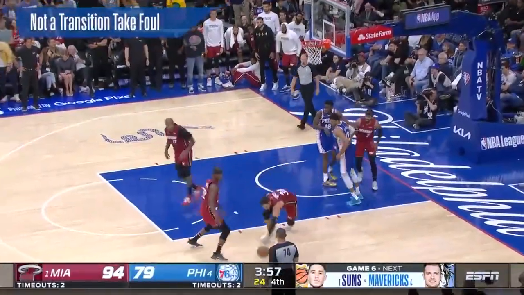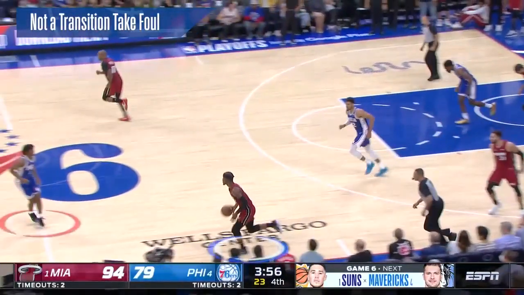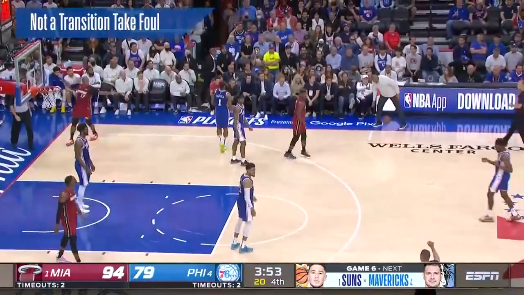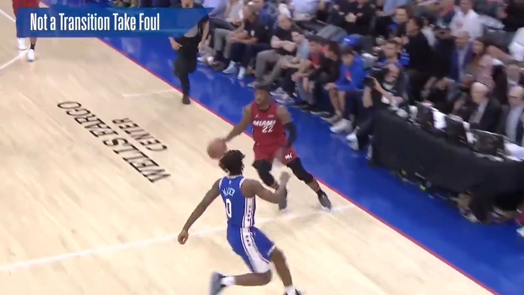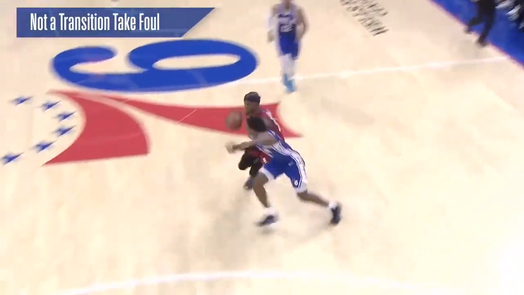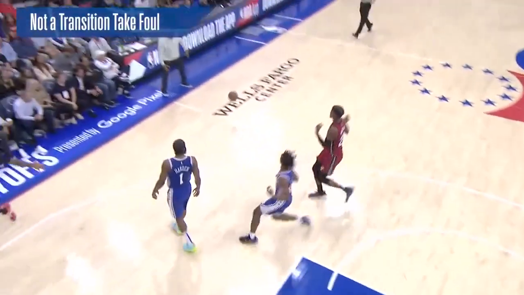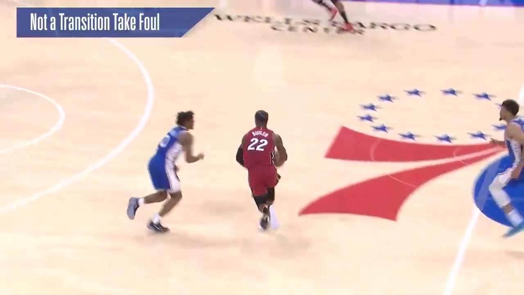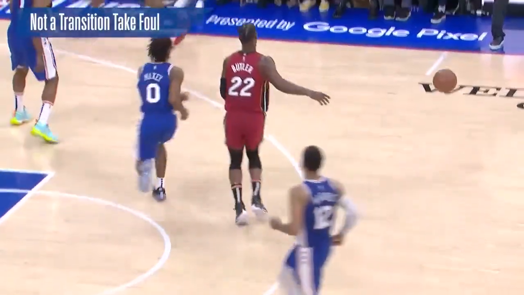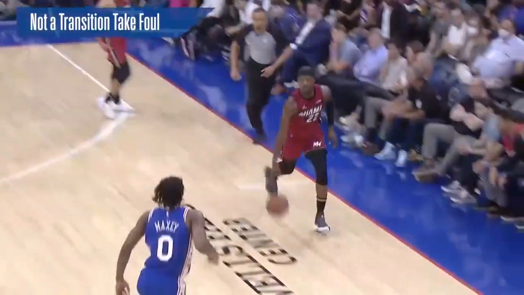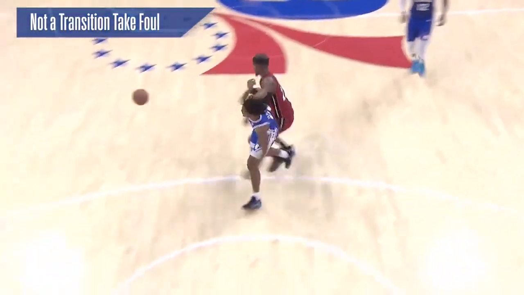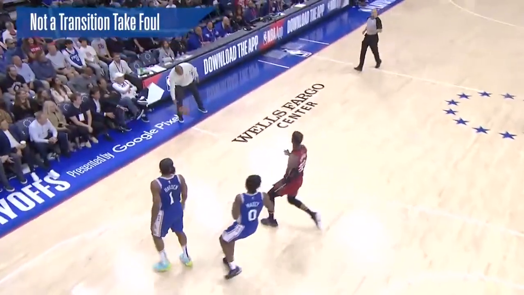In contrast to the previous play, here we will see an example of a defensive foul that would not be ruled a transition take foul this season. The defensive player, Tyrese Maxey, makes a legitimate attempt to steal the ball from the dribbler, Jimmy Butler, but in doing so, he makes illegal contact and the defensive foul is correctly called. Please note that since this was a legitimate attempt to play defense, and Maxey did not give up on the play, this would be ruled a common foul and not a transition take foul.